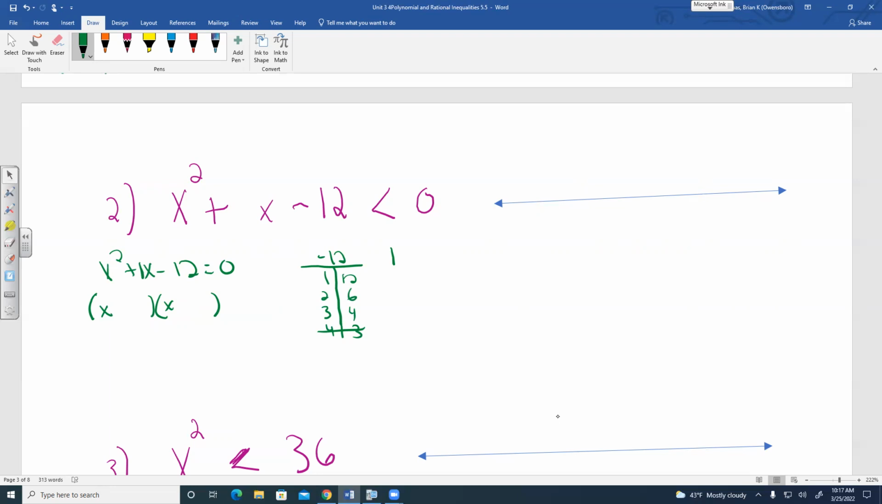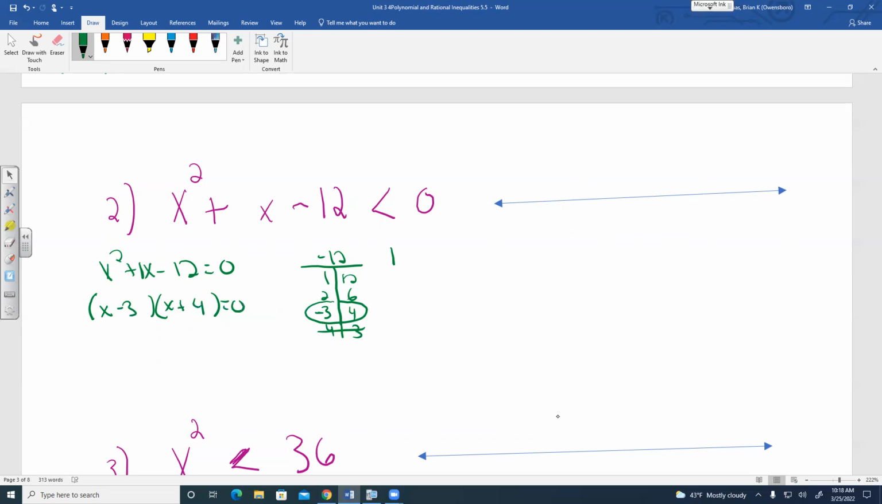But I also noticed that to get a -12, one of these has got to be negative. So to get a -12, I need a negative, but I also have to get this +1. So that's indicating that I need a -3 and a 4 for that to work. -3 times 4 does give me my -12, and -3 plus 4 does give me my 1, so that checks out. So this is going to be (x minus 3)(x plus 4) is equal to 0.